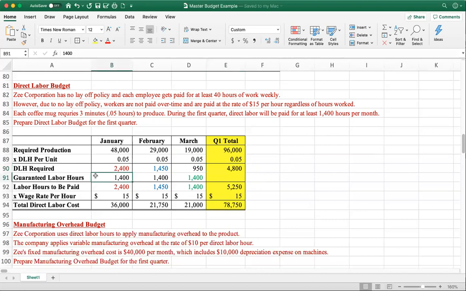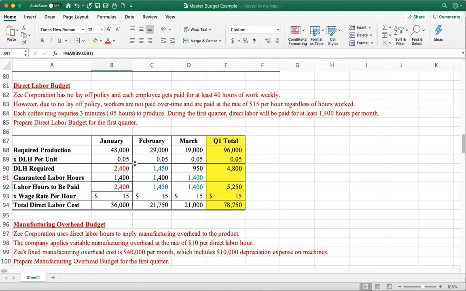So we entered here guaranteed labor hours 1,400, 1,400, and 1,400. Okay. Now we will pick whichever is the larger here: 2,400 or 1,400, 1,450 or 1,400, 950 or 1,400, because the labor is paid based on at least 1,400 hours. But if the number of hours is more, they will get paid for more hours. If the number of hours is less, they will still get paid for 1,400 hours.